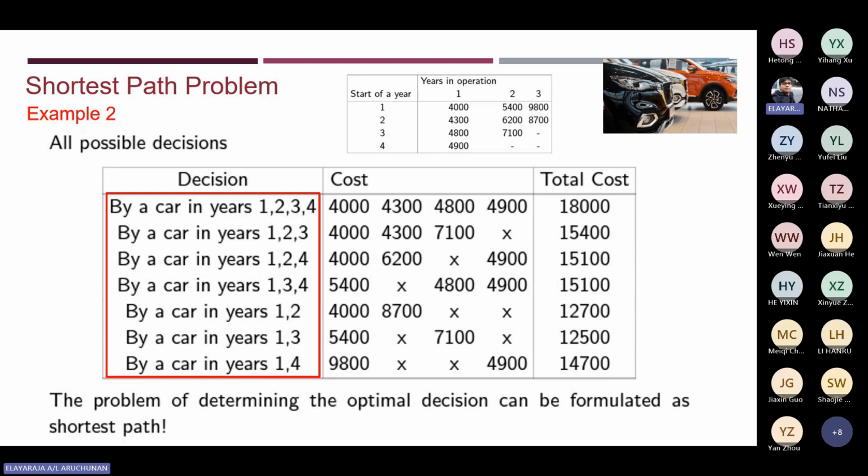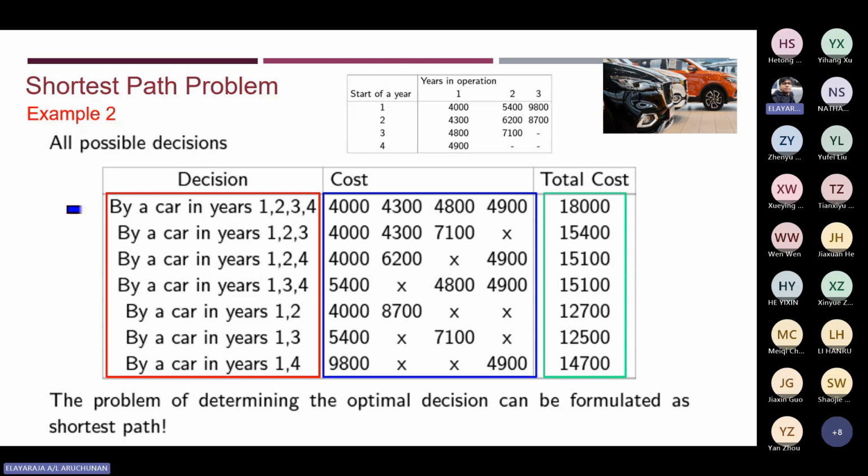Now your objective is, out of these 7 possible decisions, you need to calculate the minimum cost that you can achieve by making a decision by replacing the car. So for every decision, this is the cost involved. Then you calculate the total cost, how much it is for each decision that you take, in the green box.